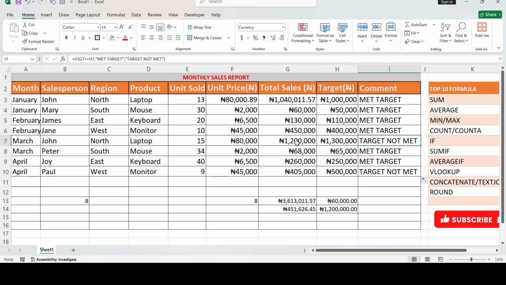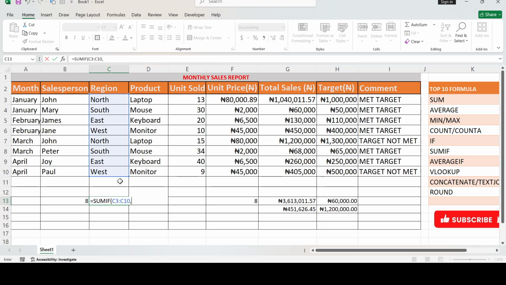Then the next one we are going to be looking at is the sixth formula, which is the SUMIF. For SUMIF, we want to check sales by a specific region. We are using the north as an example. Let's say equal to SUMIF, from C3 down to C10, the criteria is north. I close it. Then you now say what?